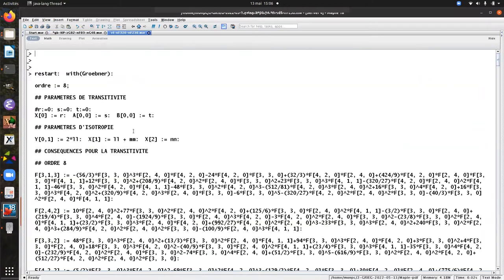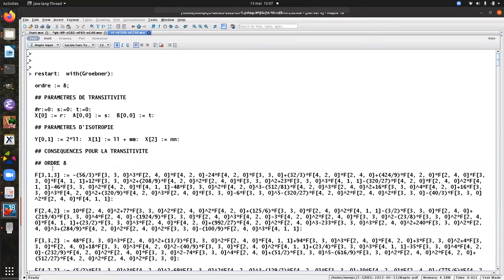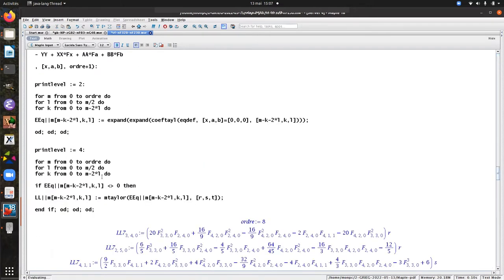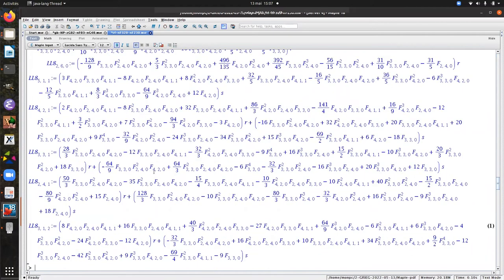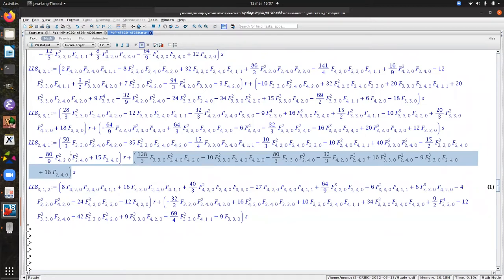Okay, it's here. So look, this is for another problem. It's for second order ODEs that I will present in 2 minutes. I will start recovering. So it's order 8. I'm going to order 8, which is not bad. So these are the equations that I produce, and they should be in R, S, and T. Only R, S appear here.